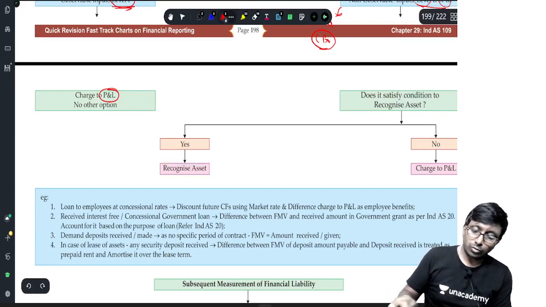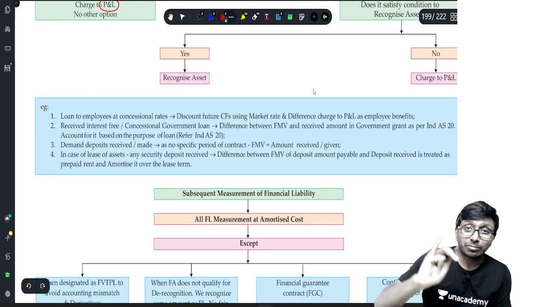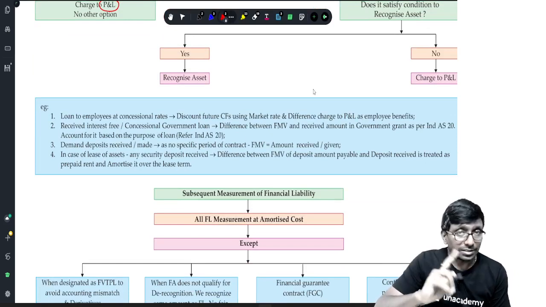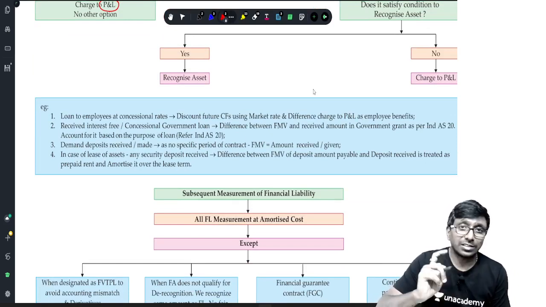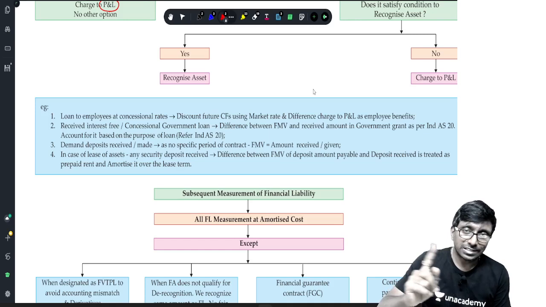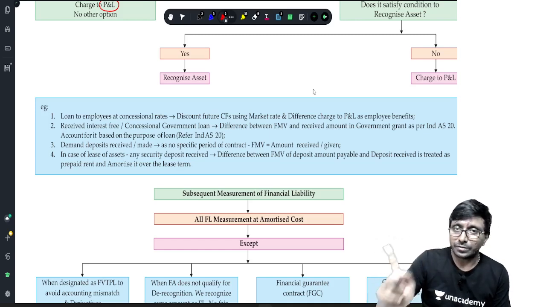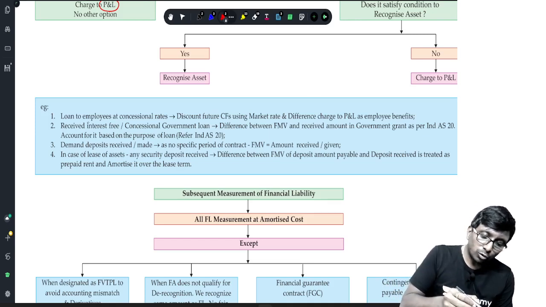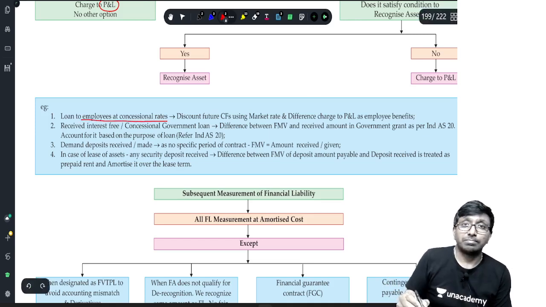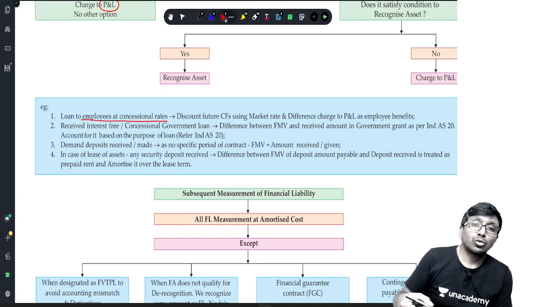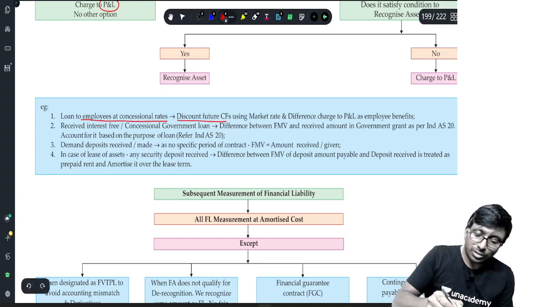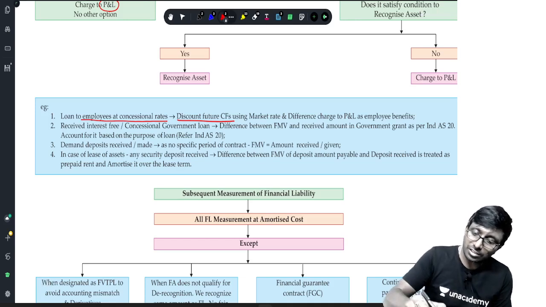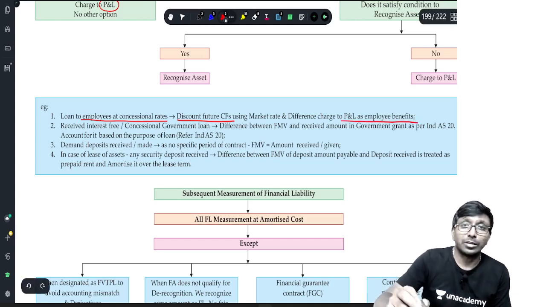Now, I told you, if you are measuring it using level 2 or level 3, then does it satisfy the asset condition? Then you recognize the difference as an asset. If it does not satisfy, then the difference will be transferred to profit and loss. A few examples I have presented here. Loans given to employees at a concessional rate. Obviously we are discounting, you should apply the market rate, and the difference generally should be transferred to P&L as employee benefit.